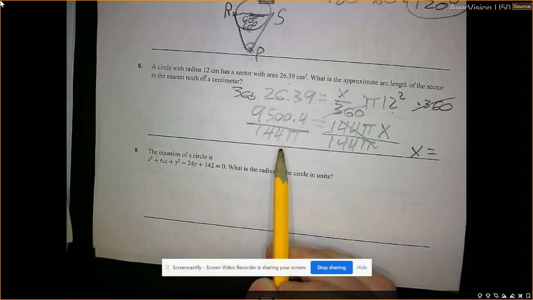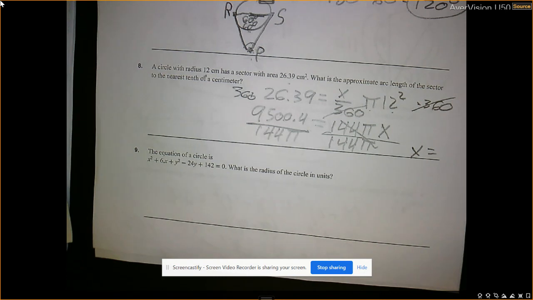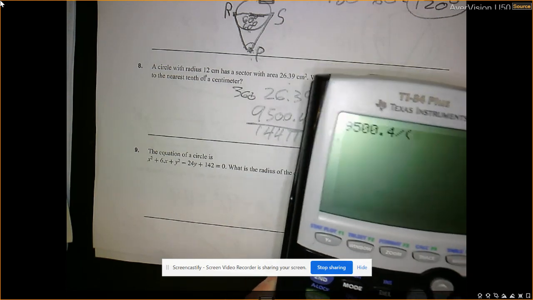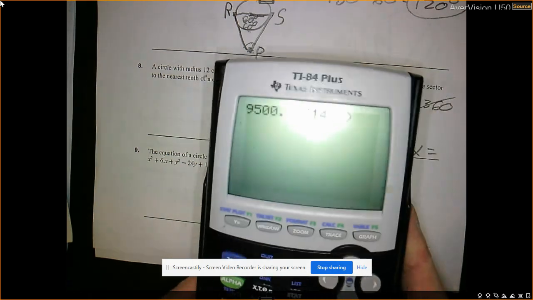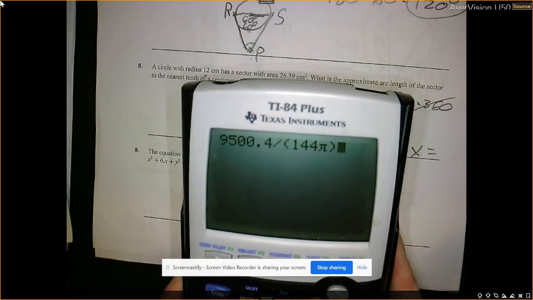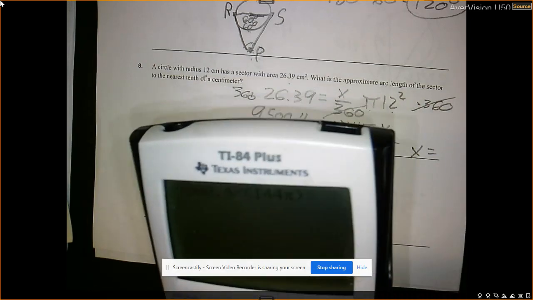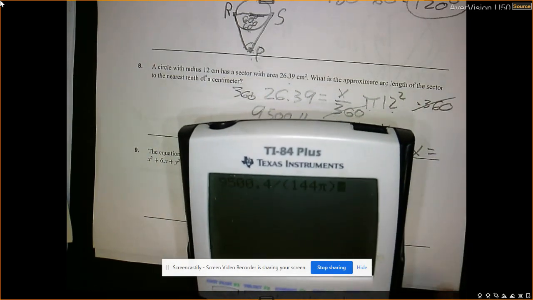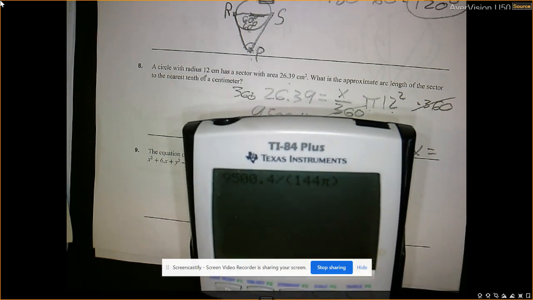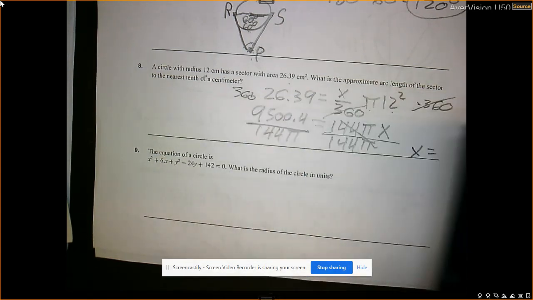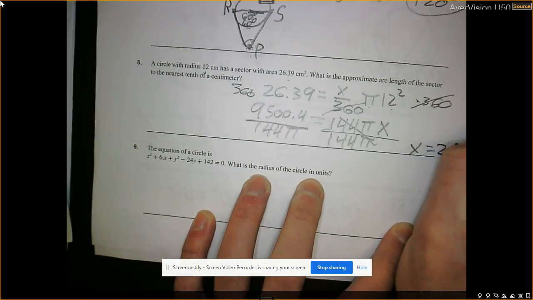9500.4 divided by, if you're doing this all in one step, you would have to put in parentheses, 144 pi, because otherwise your calculator won't know exactly what you mean. It'll just divide by 144 and then multiply it by pi. So you need to enter it like this if you want to get the correct answer. And it's 21.0004, so we're just going to call it 21 when we round.